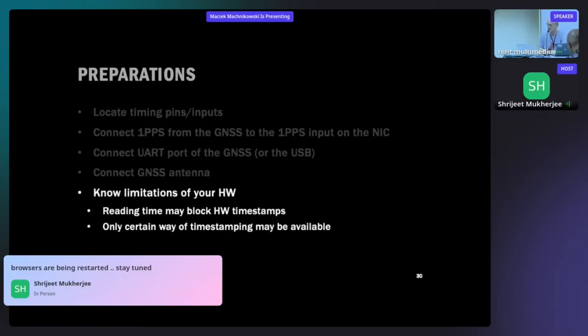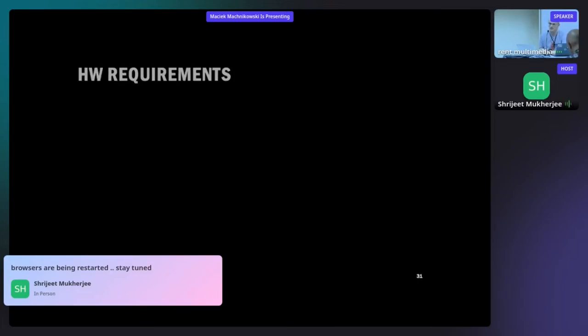It's also useful if you know the limitations of your hardware, because they differ. For example, the first one applies to Raspberry Pi, where when you try to read the time from the PHC, it blocks the hardware timestamping, and there can be some challenges if you try to run PHC2SYS alongside the TS2PHC, for example. And only certain ways of timestamping can be available, and you need to be aware of how to set it up in the TS2PHC.